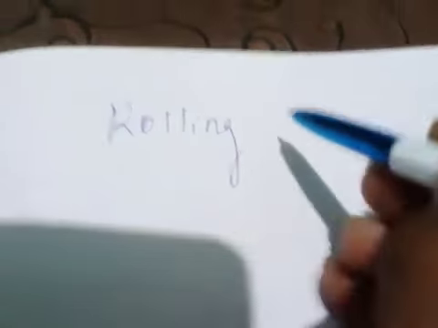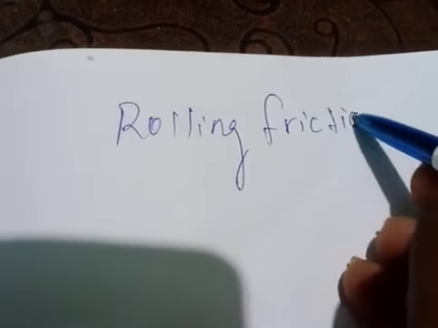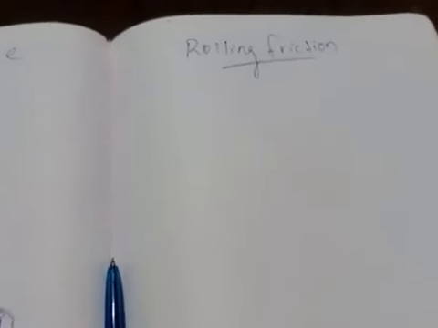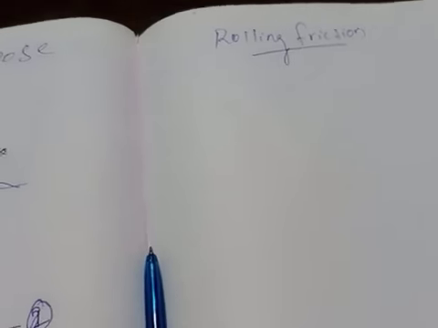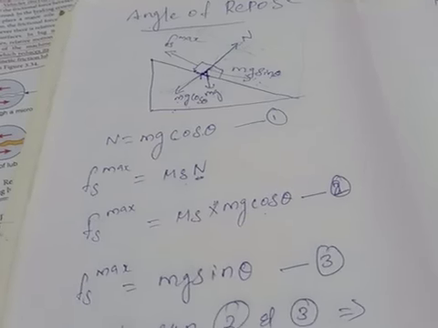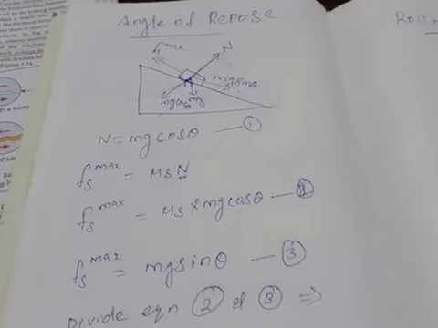Next we can see about rolling friction. My dear students, can you imagine a world without rolling? Assume that there is no rolling motion. If there is no rolling motion, things can't move also.